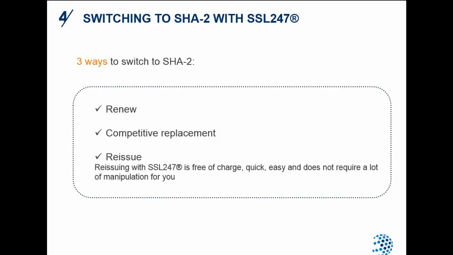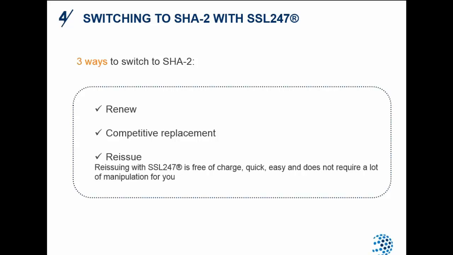Now, switching to SHA-2 with SSL 247 is very, very easy. There's 3 ways of actually switching to SHA-2 with SSL 247. You can renew your certificates with us, and that can be done very easily. You can contact your account managers on this, and they'd be more than happy to renew your certificates.